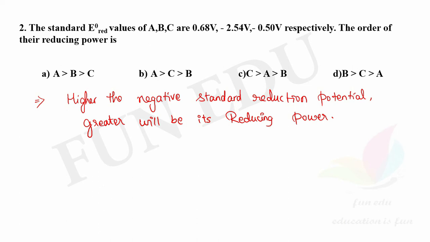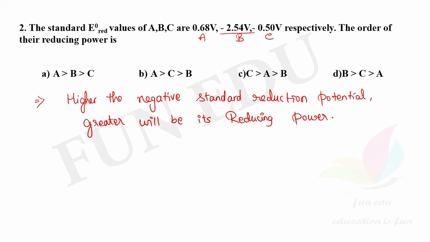So if you see here, this is A, this is B and this is C. So out of the three, B is having higher negative magnitude, correct? So minus 2.54, higher negative value, that is for B. So since B is having higher negative standard reduction potential, it is having higher reducing power.